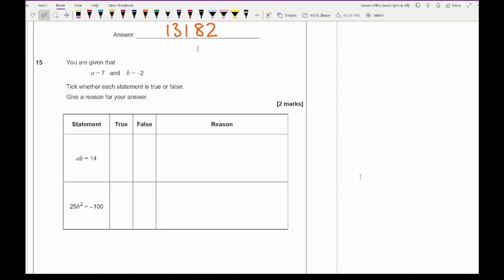For question 15, it says you are given that a equals 7 and b equals minus 2. Tick whether each statement is true or false. So here for ab, we've got 7 times minus 2, and that's minus 14, so that's going to be false. And then here we've got 25 times minus 2 squared. And so if we work that out, it's going to be 25 times 4, which is positive 100, so again that's going to be false.